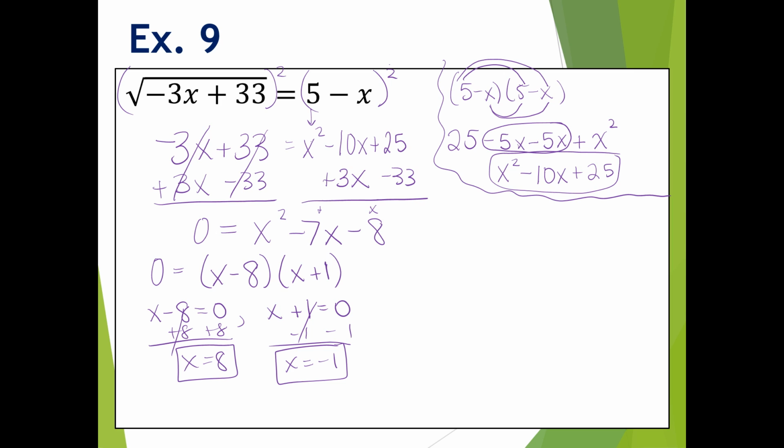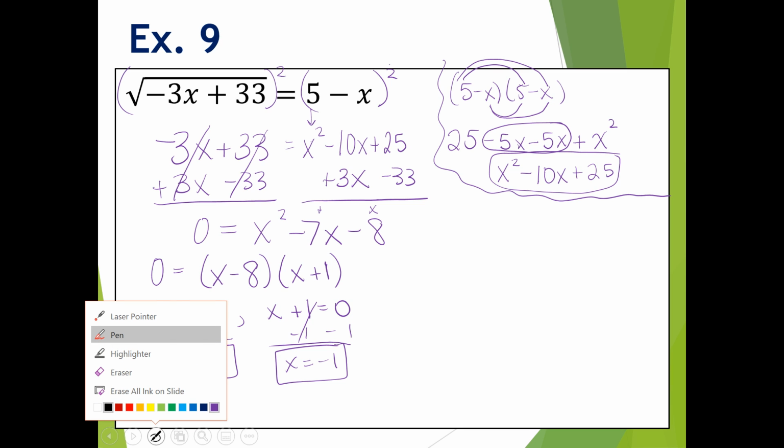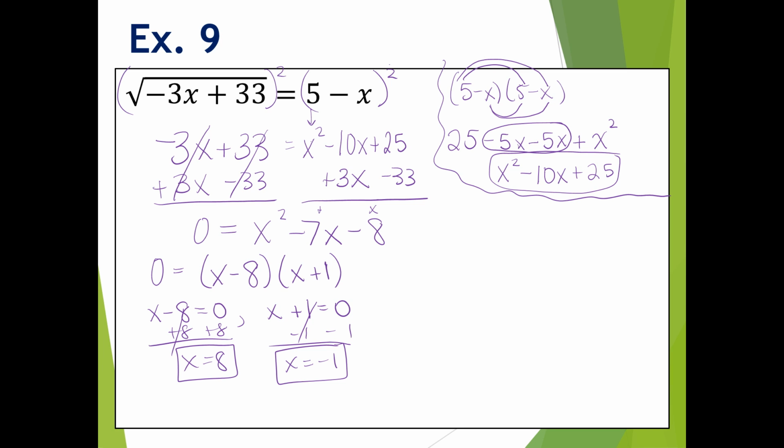Now, we said at the beginning, we are going to have to check this because this had a lot of red flags. We had a couple of x's, one on each side. We had some negatives going on. And we had an even power. So all that leads to, we definitely want to check this. So first thing we're going to check is the 8.